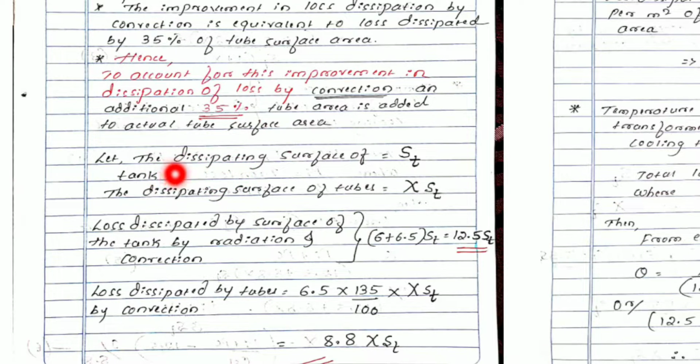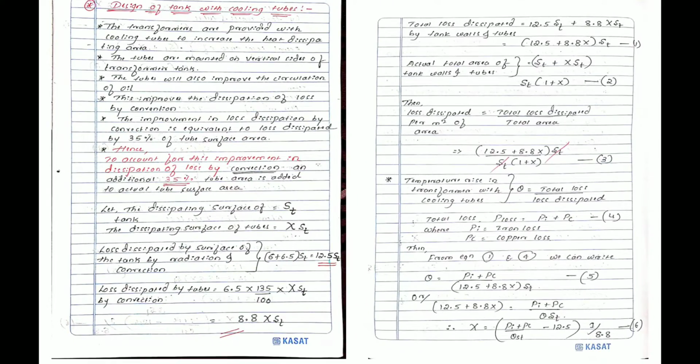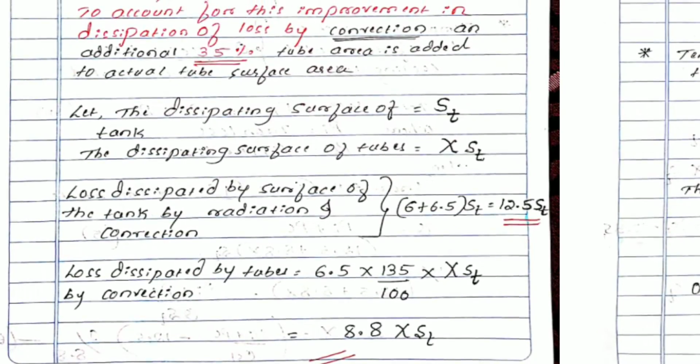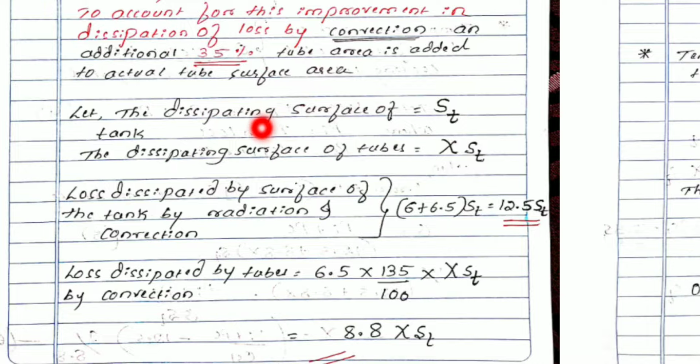So the first thing is the dissipating surface of a tank. The dissipating surface of the tank is equal to what? ST. Why have I represented it like this? Surface means capital S, which I have taken here, and tank stands for small t here. Nothing but the dissipating surface of a tank, it is ST. This is about the tank, it is over.